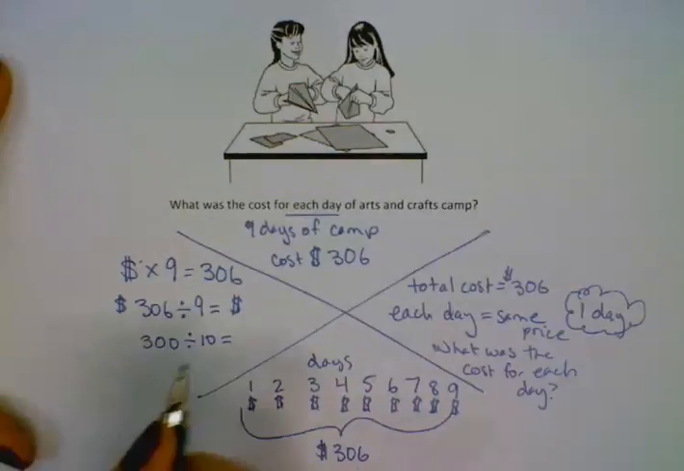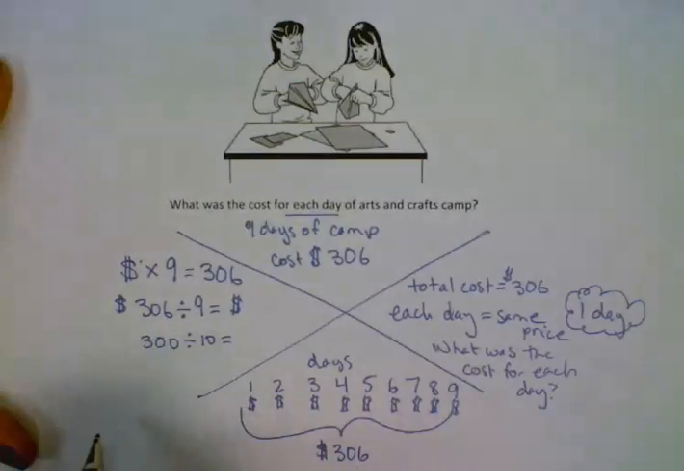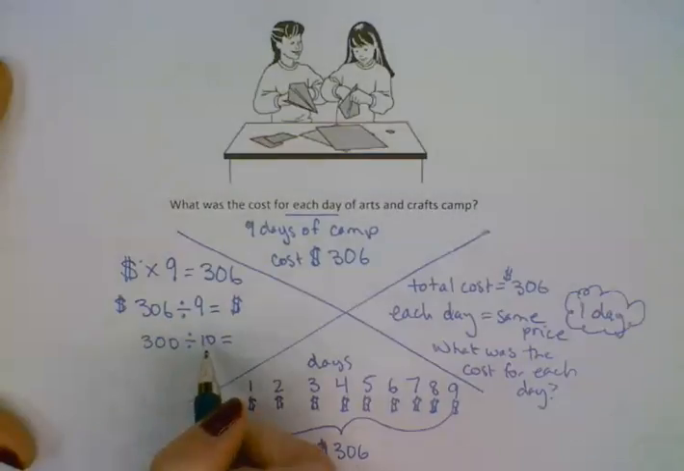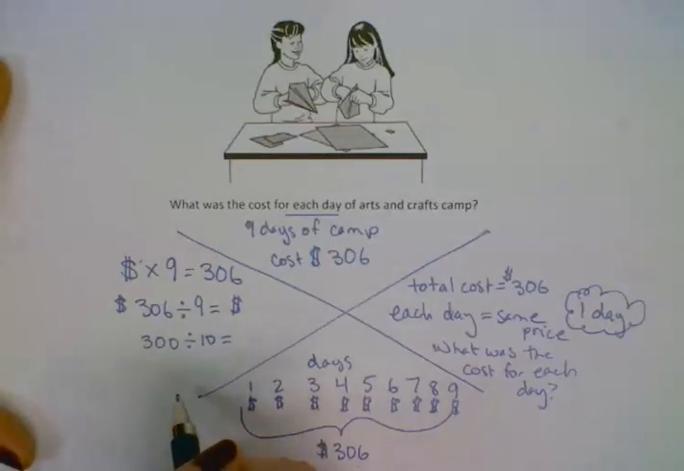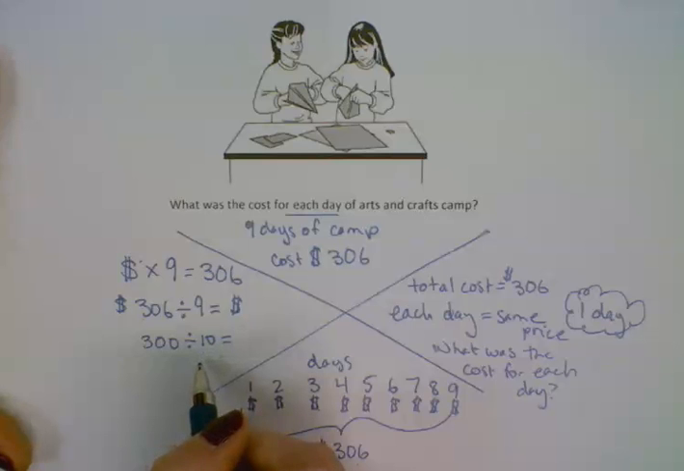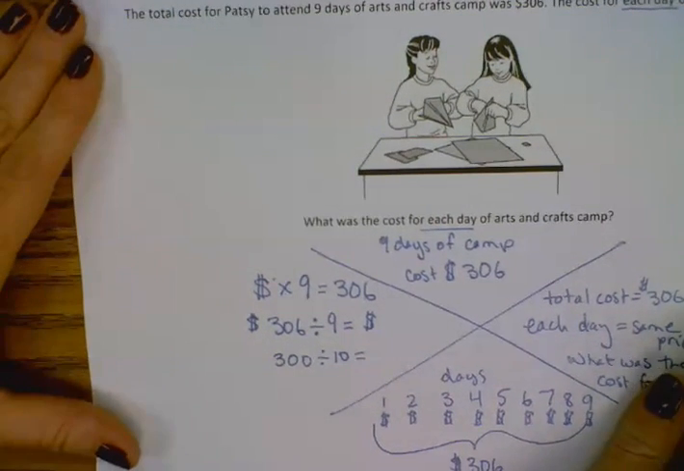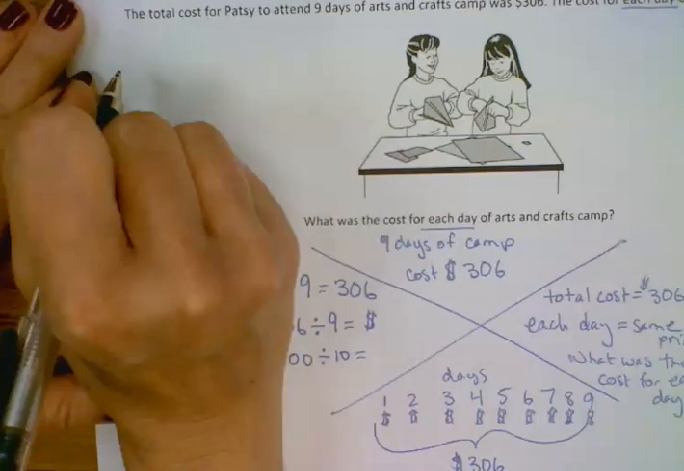I know that 1 times 3 is 3. I know that 10 times 10 is 100. So I'm pretty sure 10 times 30 is 300. But I can try it over here with the algorithm.